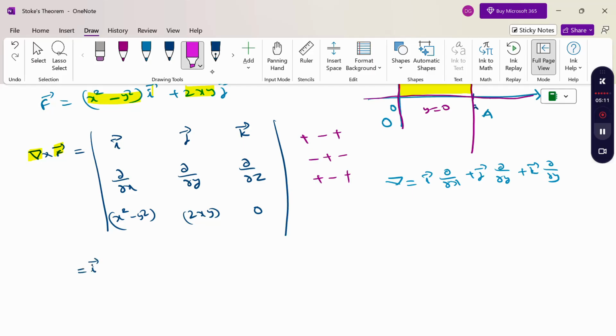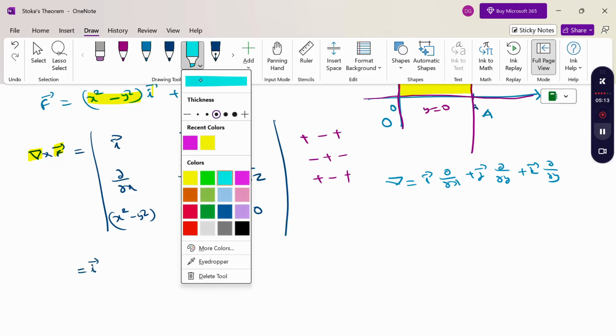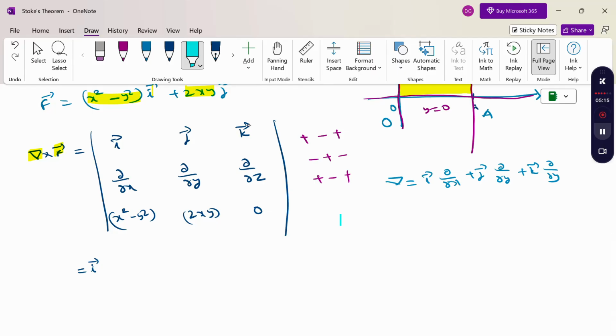Now first of all, the first term i vector. When I choose this i vector, I leave its row and column, and take the determinant of the minor matrix: dou by dou y of 0 minus dou by dou z of 2xy. Therefore the value is i vector into dou by dou y of 0 minus dou by dou z of 2xy. This is the i vector part.